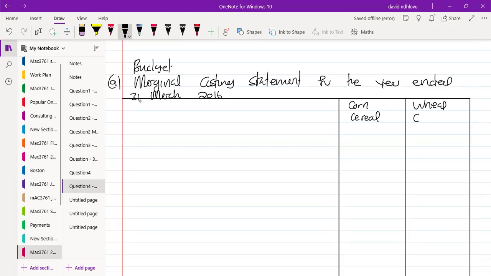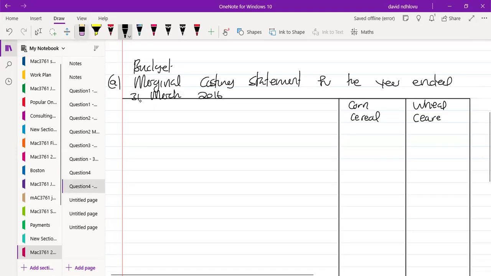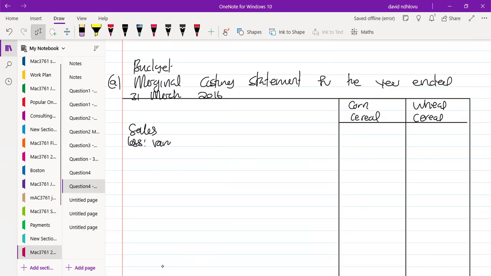How do you spell that? Is it like this? Right, let me check. Corn cereal. Right, there is an A somewhere there. So these are the two products that we have. Right, so as usual, we know that an income statement will always start with Sales. So we need our sales, and then we say less variable costs. Remember here they just want contribution, so I can just say variable costs. If you want, you can say variable cost of sales, yeah, fine.